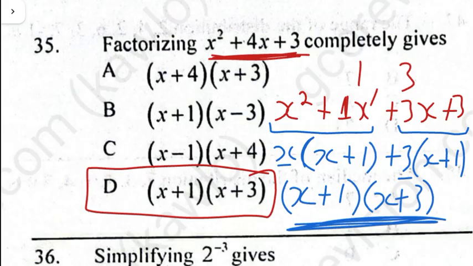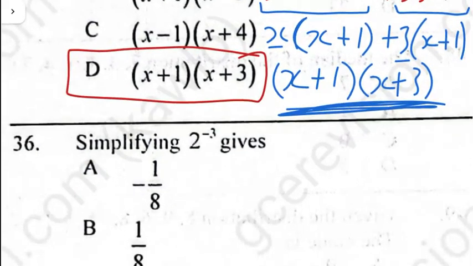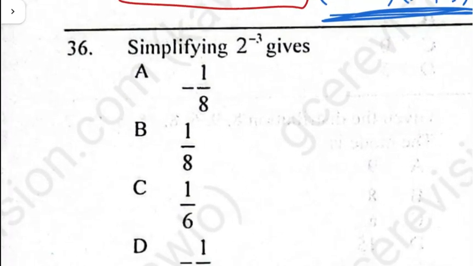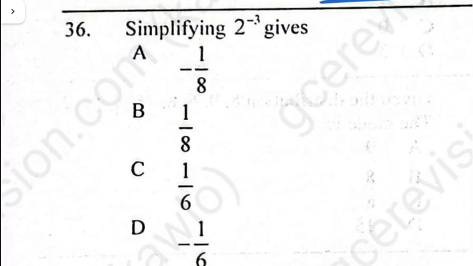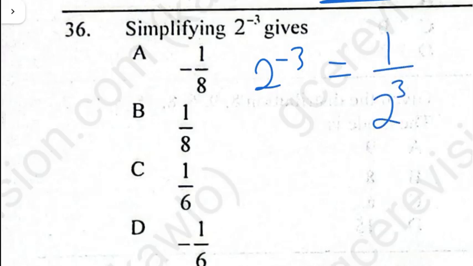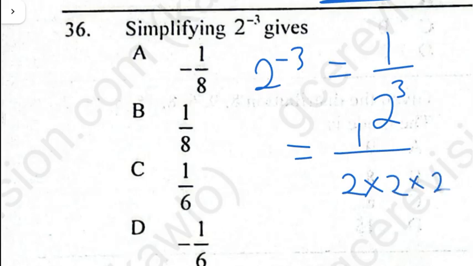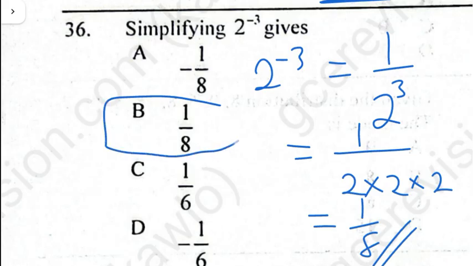Question 36. Simplifying 2 to the power negative 3 gives, from the laws of indices, 2 to the power negative 3 is the same as 1 over 2 to the power plus 3, if you want to write it in fraction form, okay? And 2 to the power 3 is 8, right? So this is 1 over 2 times 2 times 2, which is equal to 1 over 8. So the key is B. The key here is B.